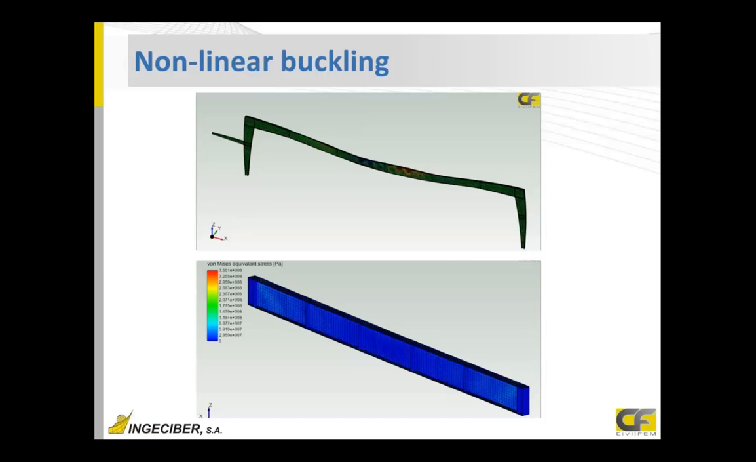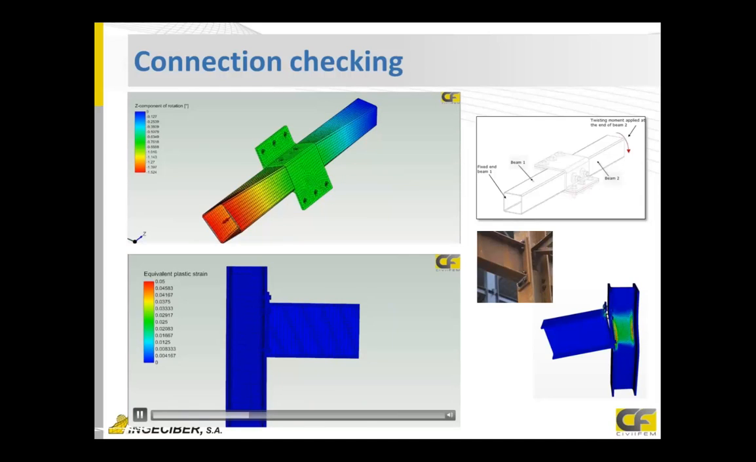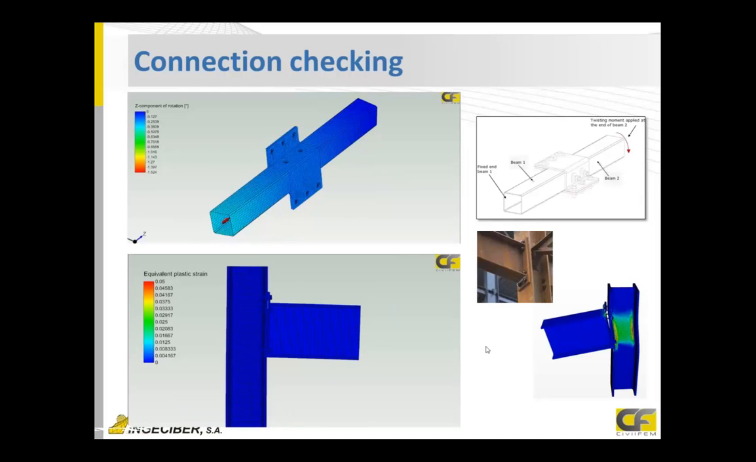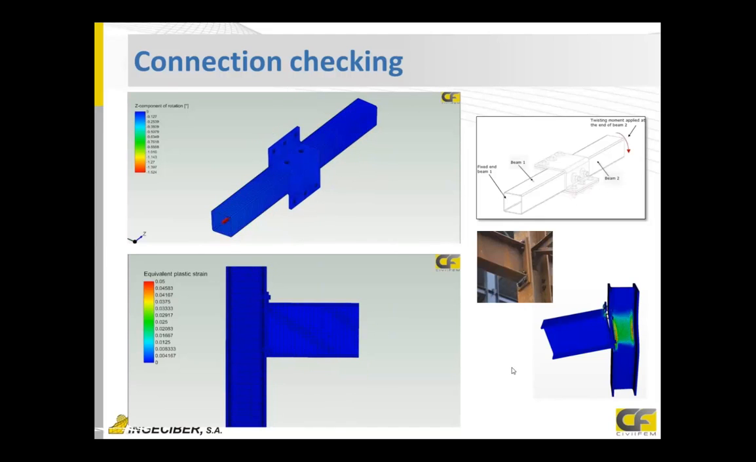The next study we can do in this structure is studying the connections. We can generate models with shells or solid elements, contacts, nonlinear contacts, and model bolts and all the different components of the connections, and analyze the capacity of these connections. So this is like a summary of some of the options we have for steel structures.